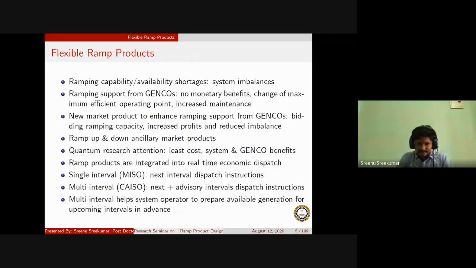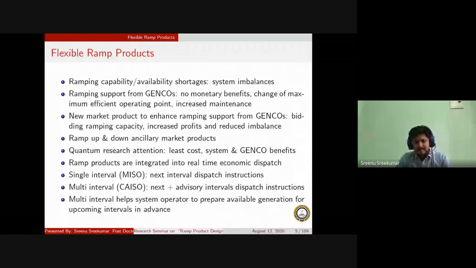In other words, if we are telling, insufficient ramping capability or availability shortages can lead to system imbalances, and I am stressing on ramping availability because ramping capability most of the time it will be there, but the generating companies are not ready to provide their ramping capacity to the system because they are not getting any specific monetary benefit to do that. And if they want to provide ramping capacity, they have to change their generator output from maximum efficient point, and also rapid up and down ramping and increase the machine maintenance.